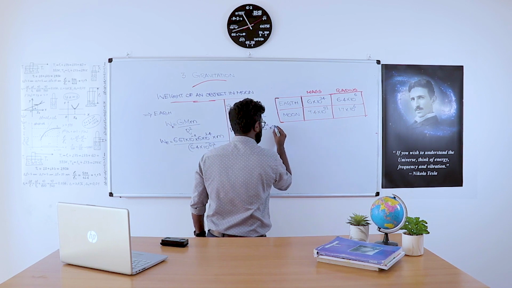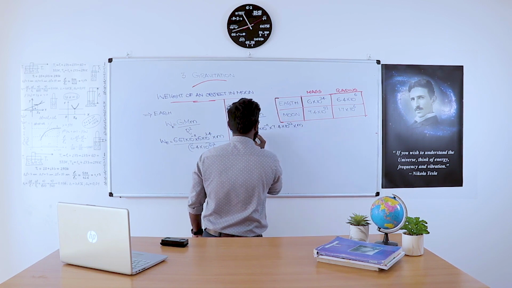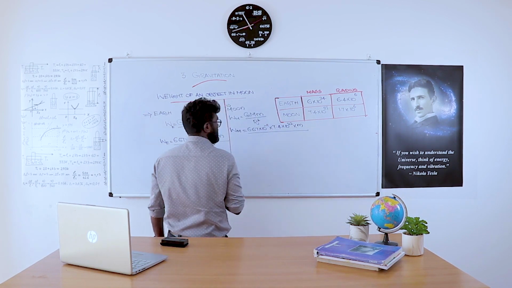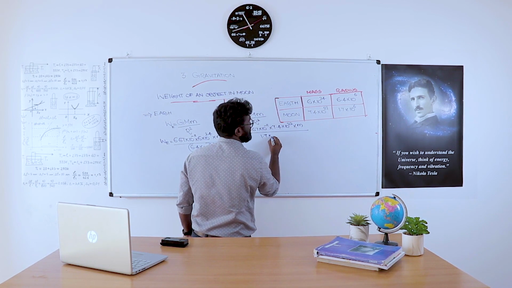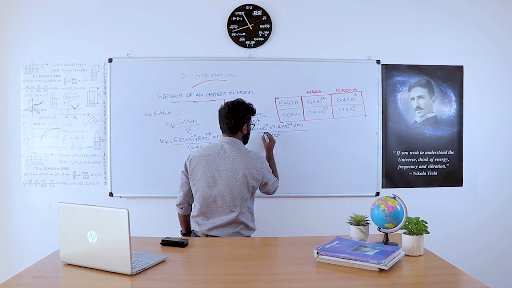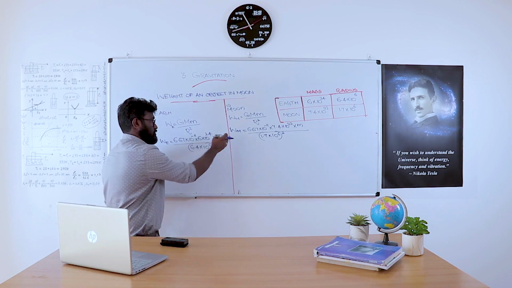What is the mass of the moon? 7.4 into 10 raised to 22, into the mass of the object, which is the same, small letter m, divided by the distance. What is the distance? We have to take the radius of the moon, 1.7 into 10 raised to 6, the whole square. So how will you compare these two weights?